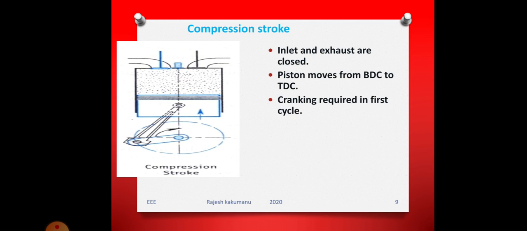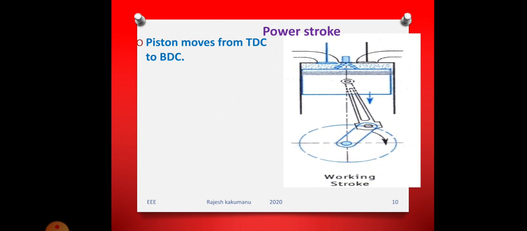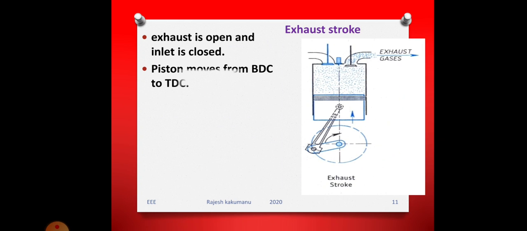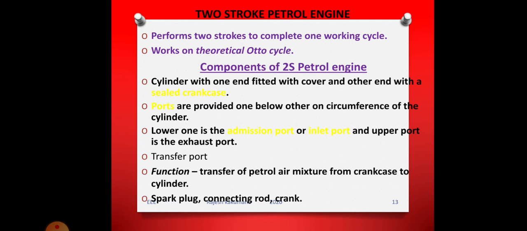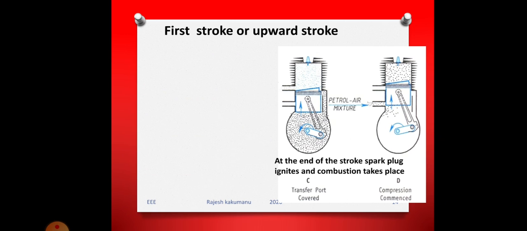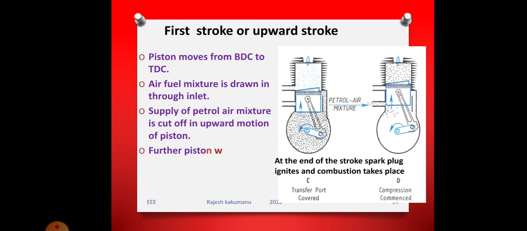Next, the two stroke petrol engines and two stroke diesel engines. The only difference you can see is that in the two stroke petrol engine, air plus fuel is entering into the engine. Whereas in two stroke diesel engines, only air is going into the chamber, and the fuel injector is placed at the top of the head, so the fuel injector pumps the diesel into the cylinder, and combustion takes place. That's happening in the two stroke diesel engine.